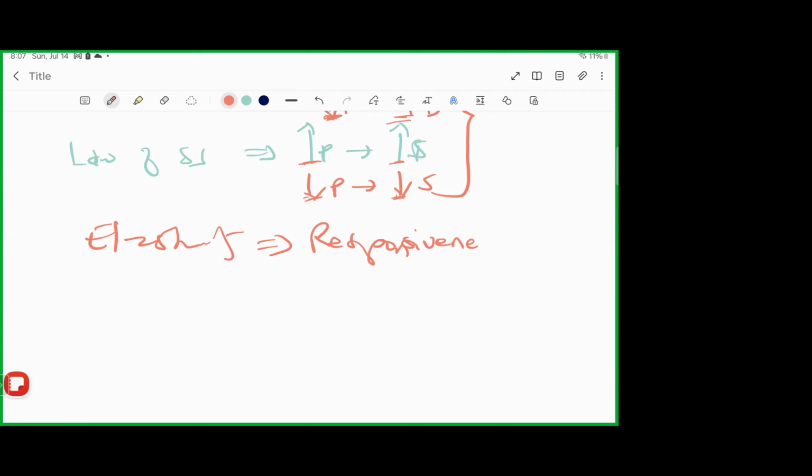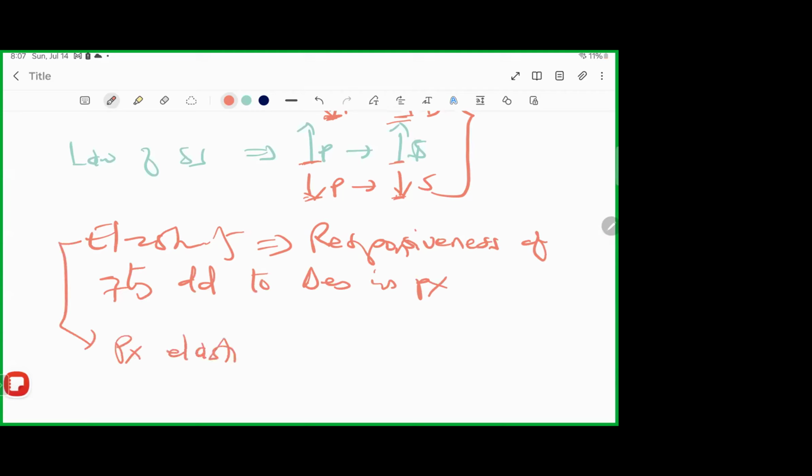No problem. Okay, elasticity, we are looking at the responsiveness to changes in what? In price. In this case, we are looking at what is called the price elasticity of demand. So we have price elasticity of demand and we have price elasticity of supply.